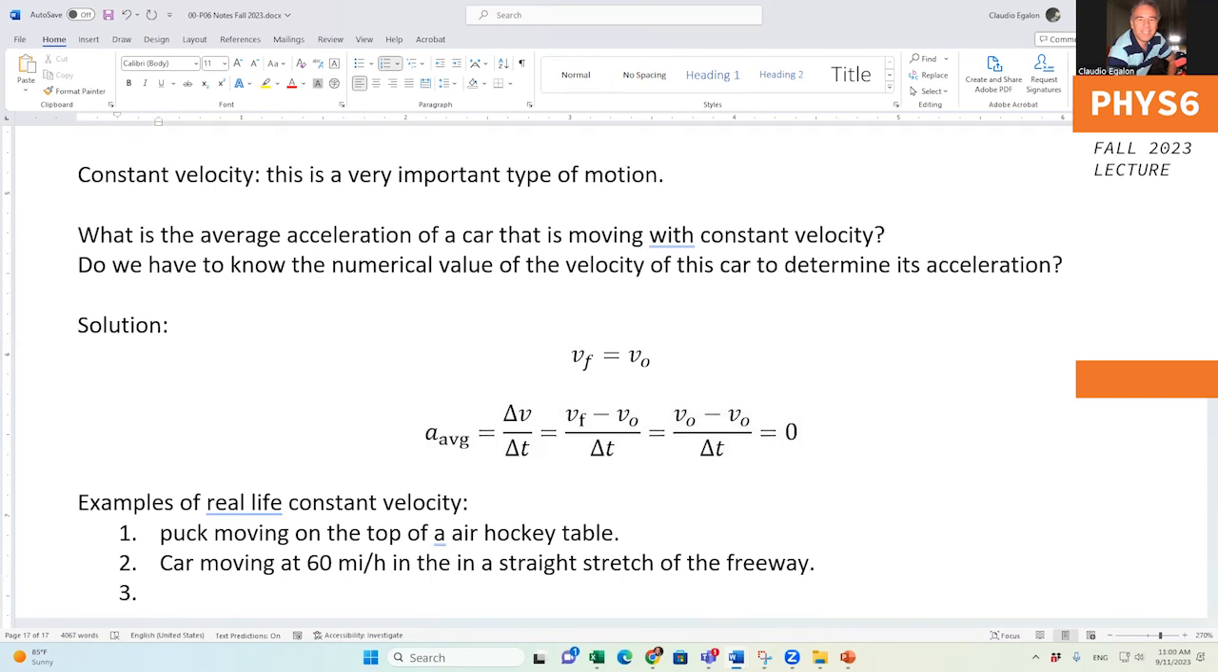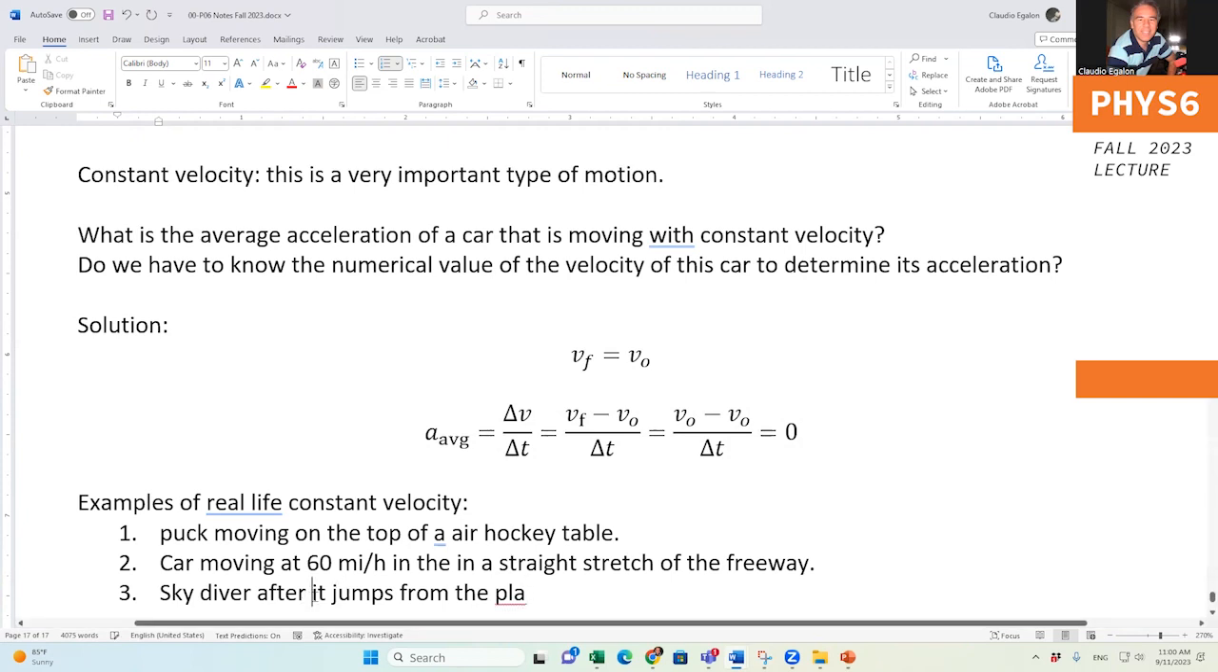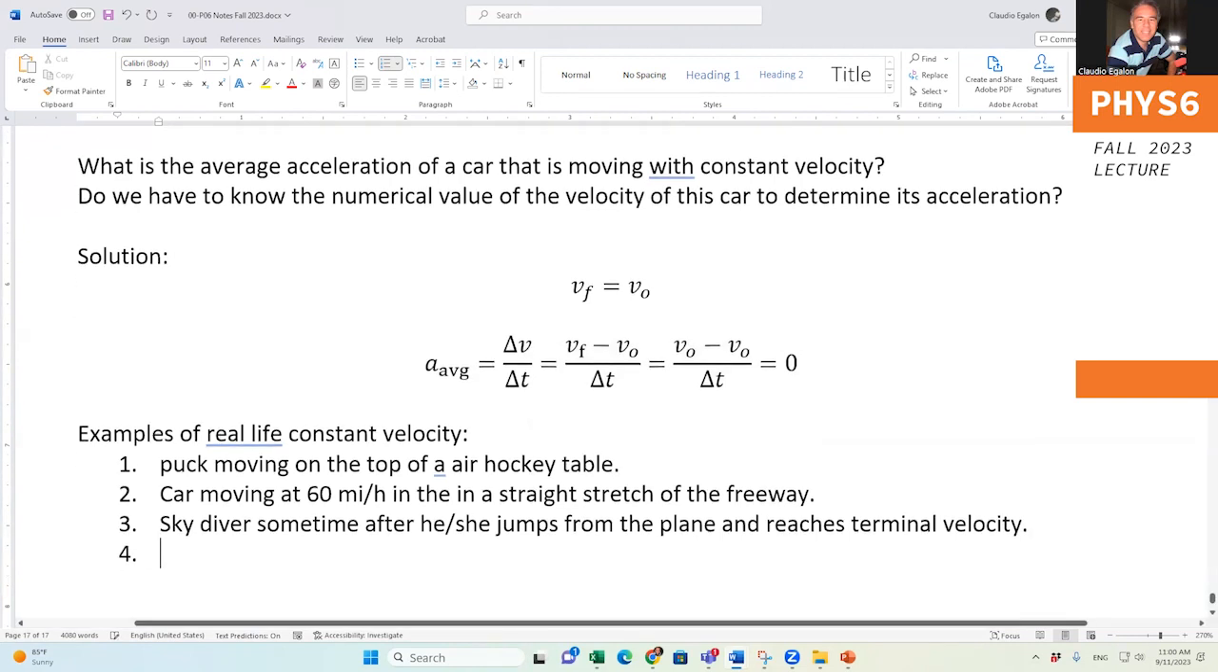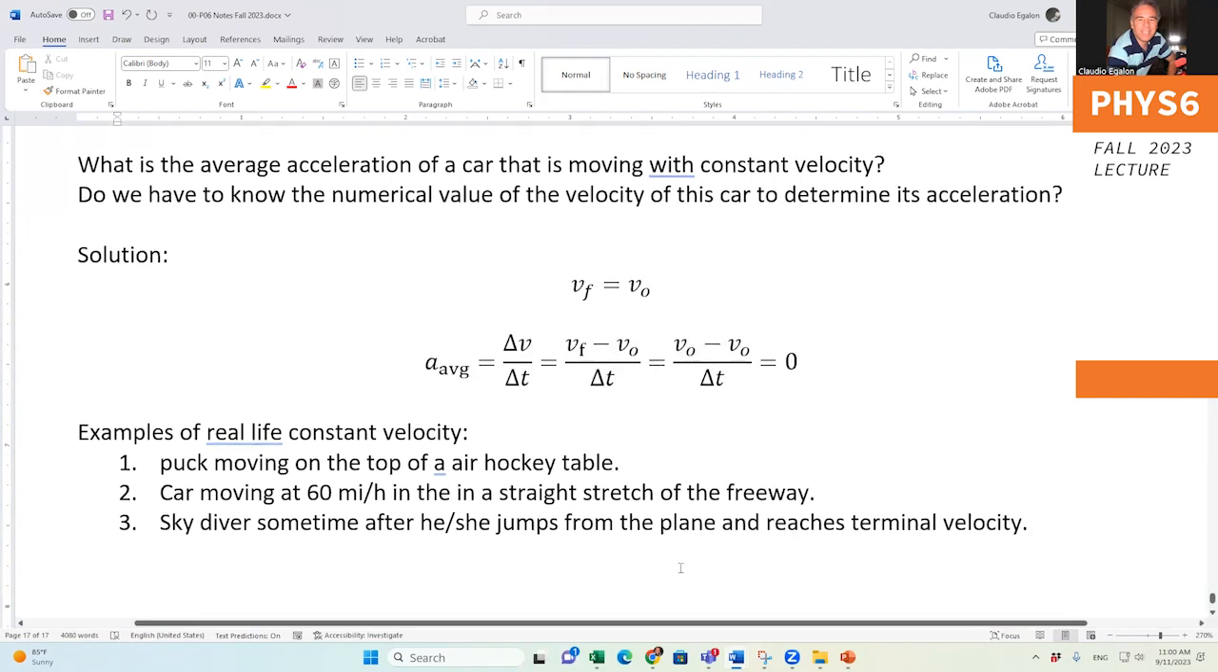Another example that I like to tell my students: a skydiver. After she jumps from the plane, sometime after, she reaches terminal velocity. Those are examples of constant velocity. There are more, but let's stop here.